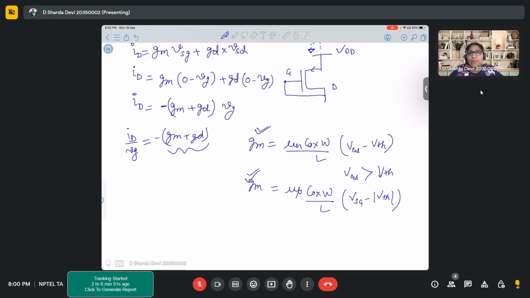Sorry, ma'am, it's not GM. I'm talking about this one, the K factor. It should be millisiemens per volt, no? Yes, per volt. Because as you rightly said, in some of the numericals you have to check the units because they should match. Then it will give the right answer. Yes, units are very important. Always consider them.